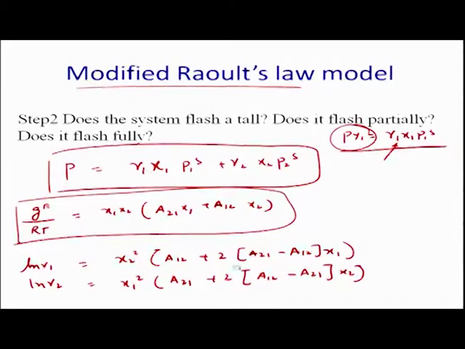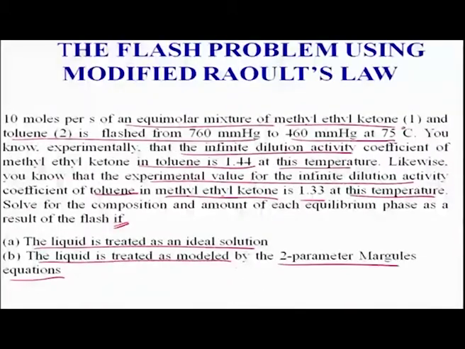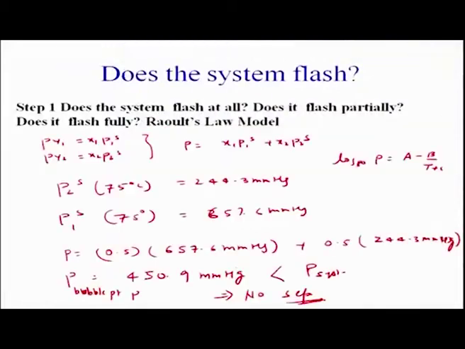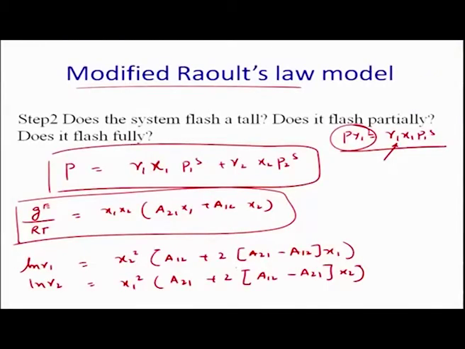If you look at the question here, what is given to us is also the infinite dilution. So, if you use this infinite dilution information, let us say plugging x1 to be 0, which means basically x2 is equal to 1, which means infinite dilution, then ln gamma 1 infinity would be A12, right.